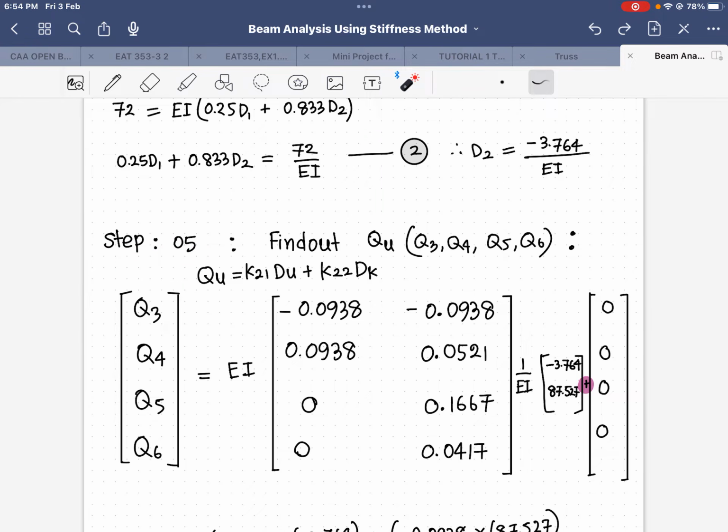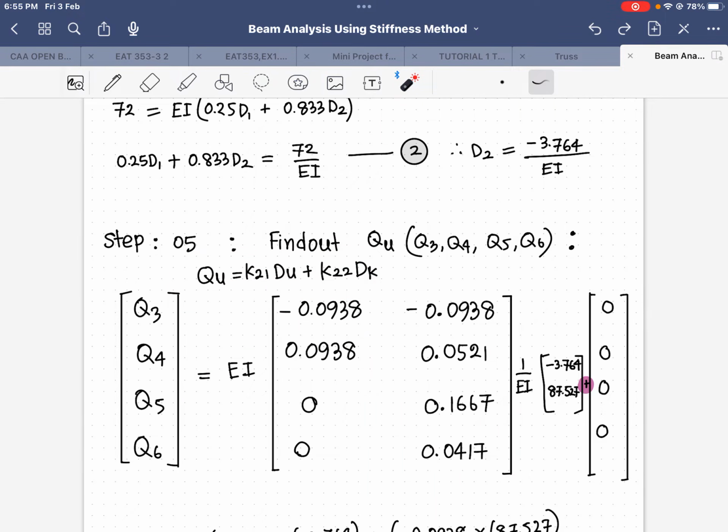In here, what we'll do is find out the unknown support reactions. This is the qu. You can remember that we had only q1 and q2, right? So we found q1 and q2, but for the rest, q3, q4, q5 and q6, the unknown support reactions, we don't have the value yet. So we have to find out the value for q3, q4, q5 and q6. How will we get the value? We also have one formula: qu equals k21 du plus k22 dk.